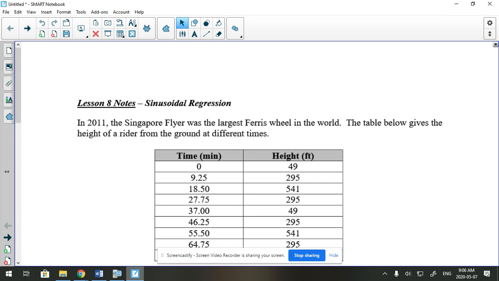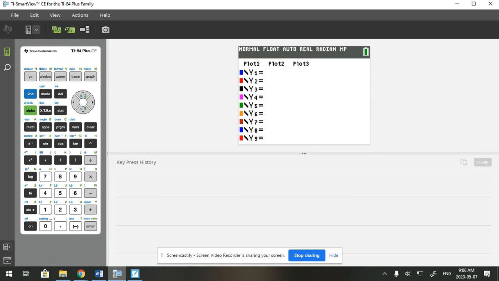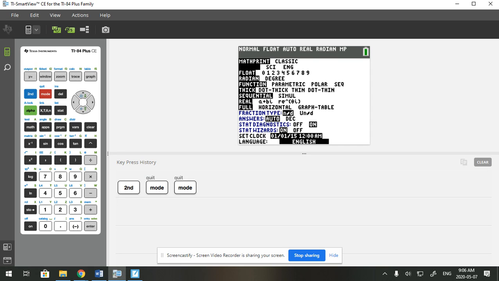Make sure you do put your calculator in radian mode, so maybe we'll do that first. You should have done it previously already, but if you didn't, you're just going to hit mode and then scroll down and make sure radian is highlighted.